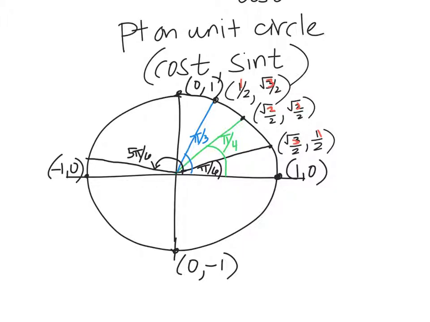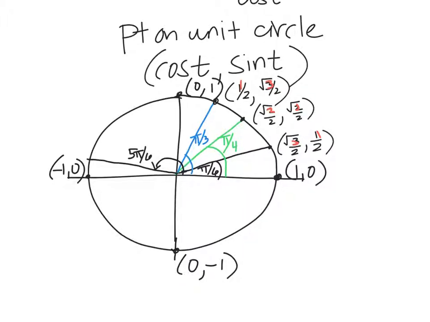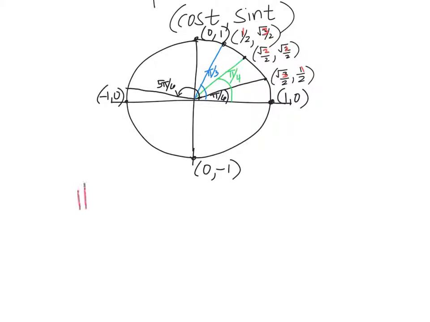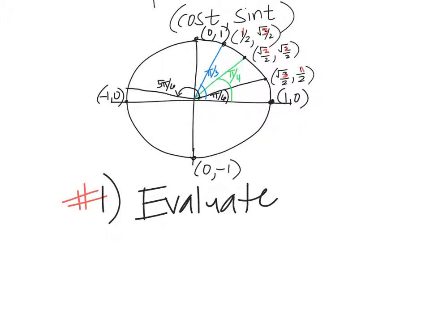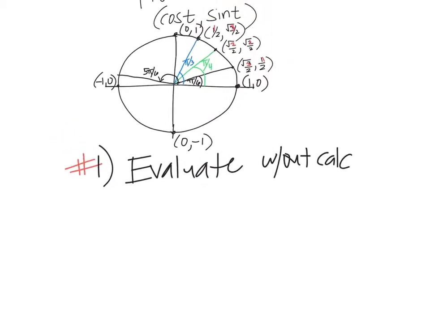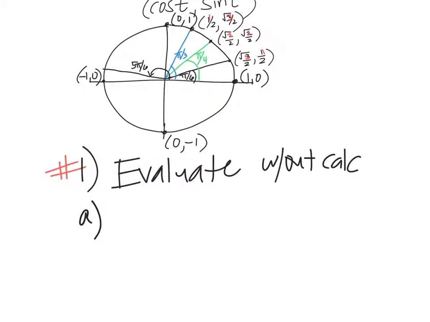Now, what are we going to do with these? You're probably wondering. Well, number 1, we are going to evaluate all of these values without a calculator. So you ready? Let's start in quadrant 1 and get used to it, and then we'll go to different quadrants and I'll show you how to do those. So let's evaluate the cosine of pi over 3.